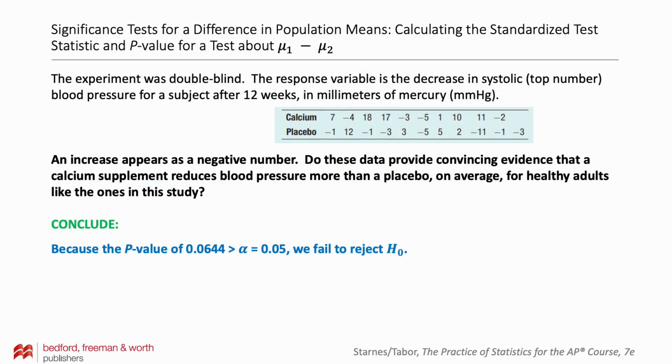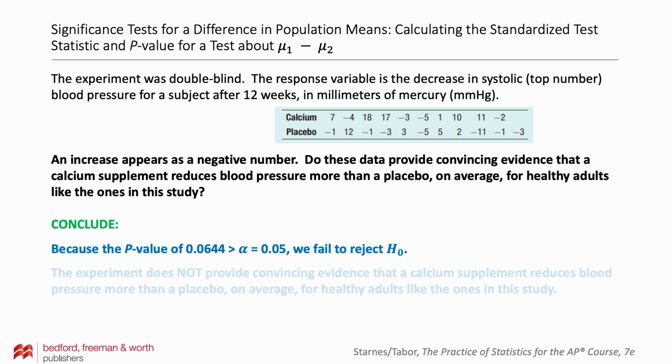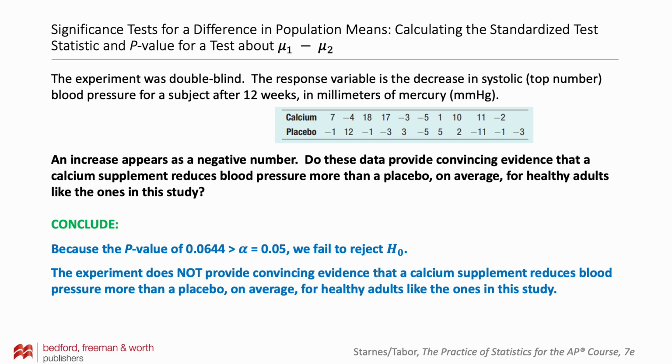Now our conclude here, because the p-value of 0.0644 is greater than 0.05, we fail to reject the null. The experiment does not provide convincing evidence that a calcium supplement reduces blood pressure more than a placebo on average for healthy adults like the ones in this study.